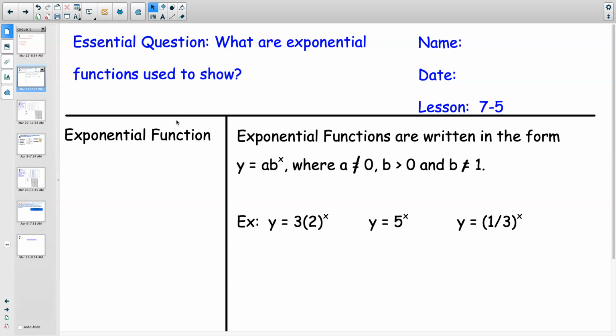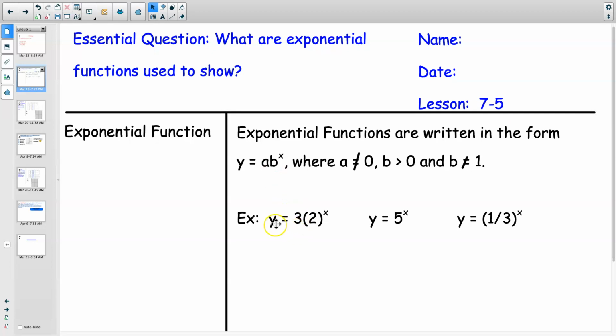So the x is in the exponent, where a cannot be 0. So just anything but 0 is fine, positive or negative. B has to be greater than 0, so b has to be positive, and b cannot be 1.